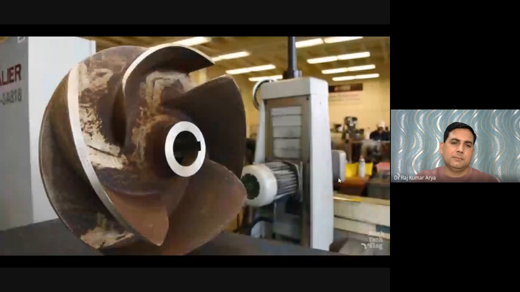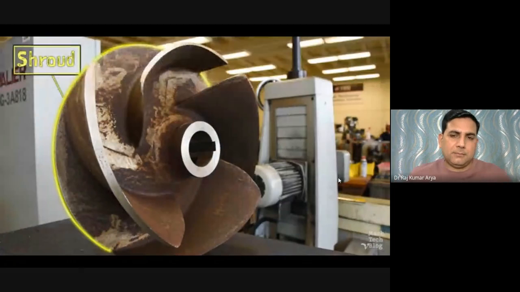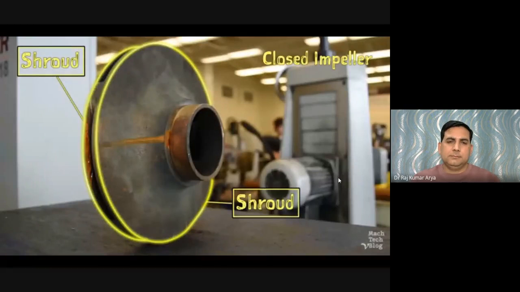If the vanes are mounted on a backing plate called a shroud, then the impeller is a semi-closed impeller. And if the vanes are sandwiched between 2 shrouds, then it's a closed impeller. Closed impellers are more efficient than either semi-closed or open impellers because the fluid is directed through very well-defined pathways.